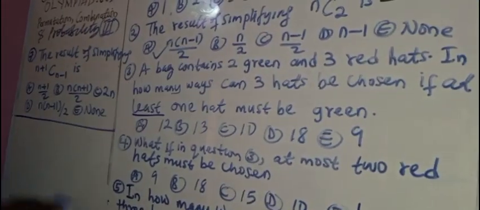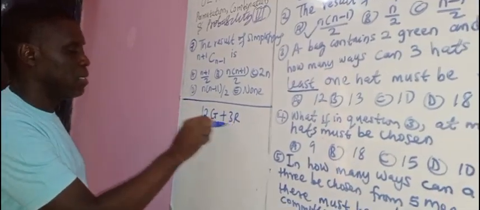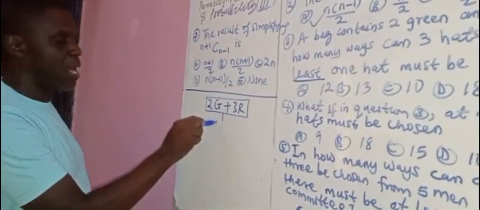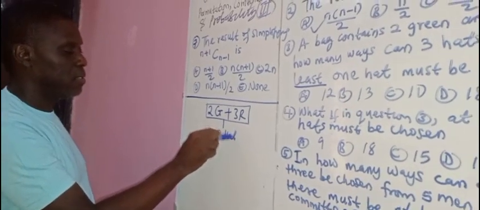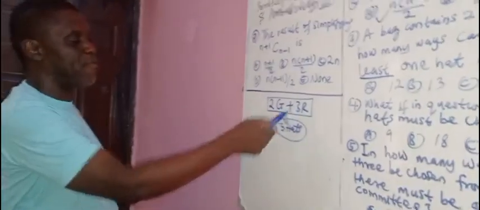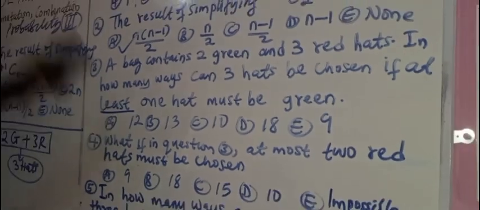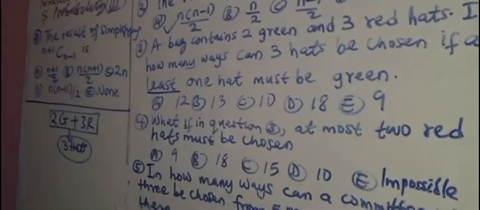Now, this question, a bag contains, this is combination: choosing, select, pick. A bag contains 2 green, plus 3 red. And out of this, we just need 3 hearts. You see the analysis? From the total of 5, we need to pick 3. Now, there's a condition. This is a conditional permutation and combination. They said at least 1 heart must be green, and we have a total of 2 green hearts.